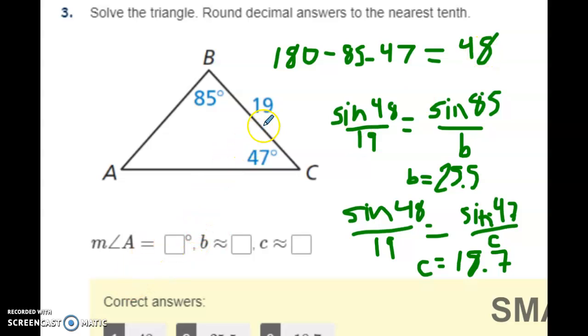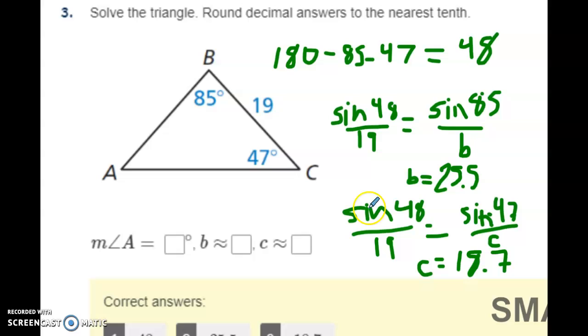Now that I know a ratio of sine of 48 over 19, I can find side B because it's the sine of 85 over side B. And you take your calculator, here's the unknown, and you go 19 times the sine of 85, find an answer, and then divide that by sine of 48, and you will always get a right answer if you do it that way. The answer is 25.5 when you round it to the nearest tenth.